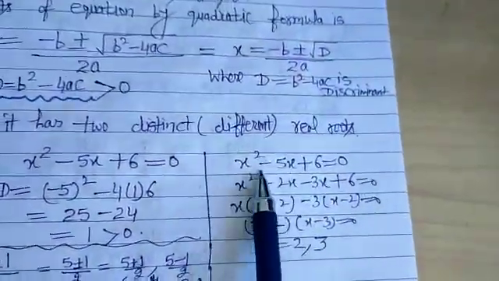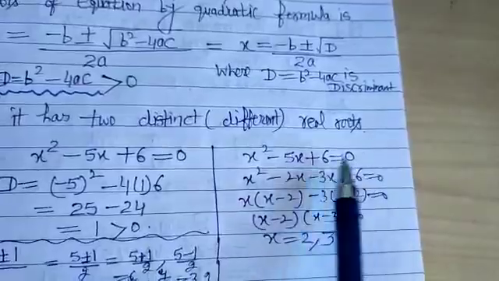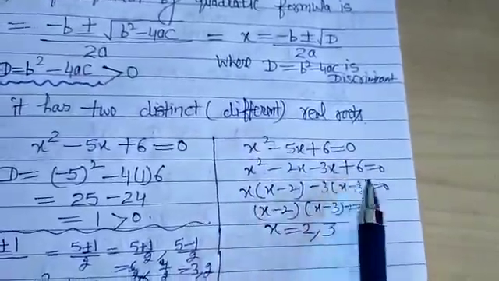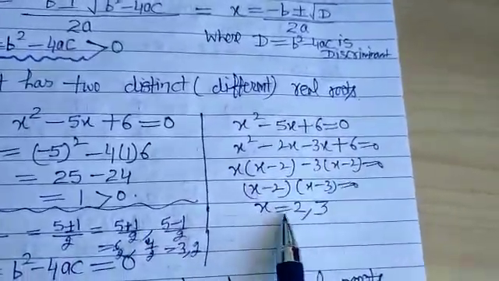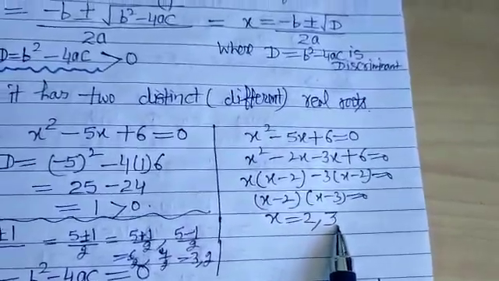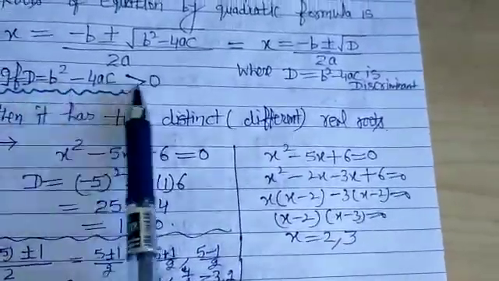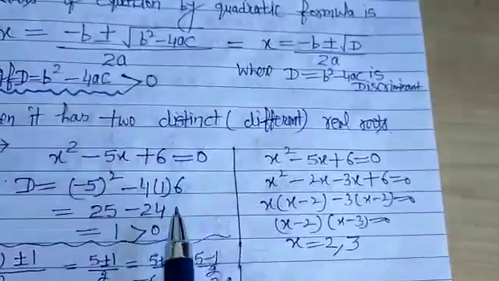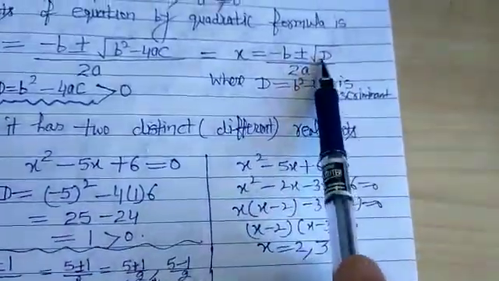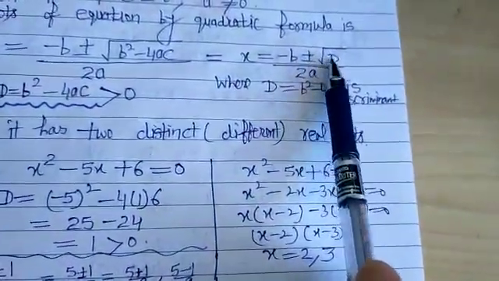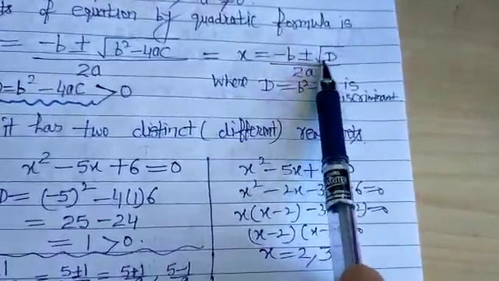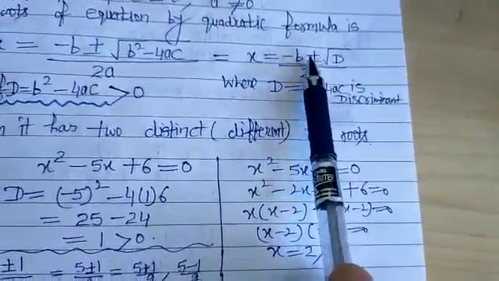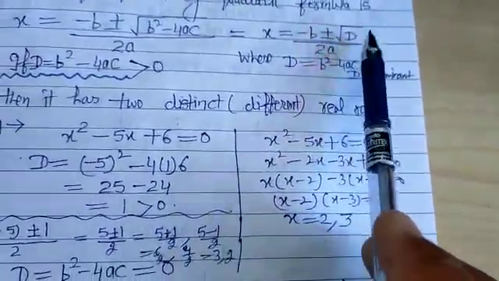And the example is here, x square minus 5x plus 6. When we solve it by splitting the middle term, two different real roots are coming, that is 2 and 3. So again I am saying, when the discriminant is greater than 0, then it has two different real roots. Discriminant is greater than 0, then one time there is addition and one time subtraction. So from there we can conclude it has two different real roots.